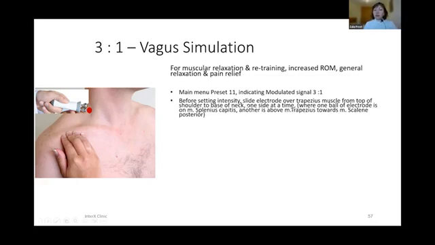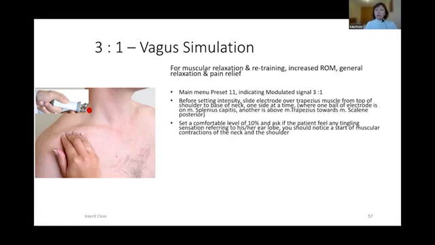Okay, before setting the intensity, slide the electrode over the trapezius muscles to the end, the neck basically. And then you need to get underneath the trapezius: splenius capitis, trapezius, and scalenus posterior. So that's the anatomical position. Set at a gentle, comfortable level of 10%. Some sensitive people will be already responding at 10%. So ask the patient if they feel any tingling sensation, and you should notice the muscular contractions.